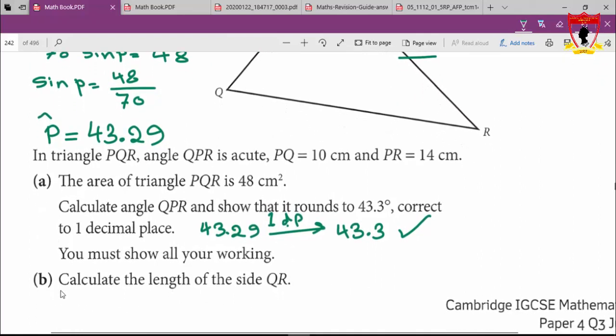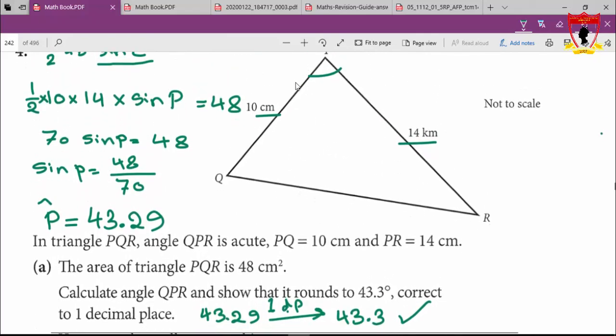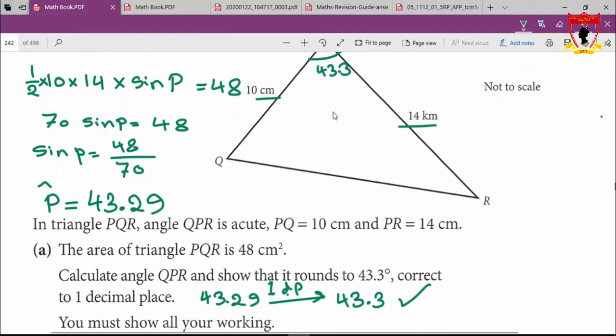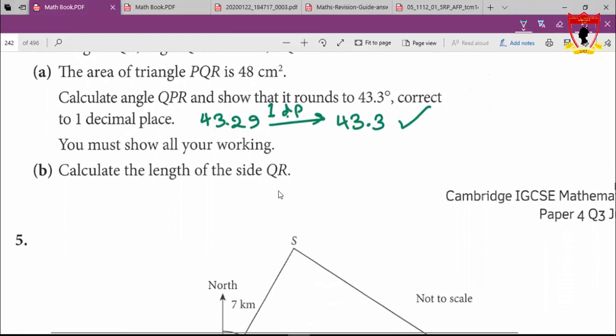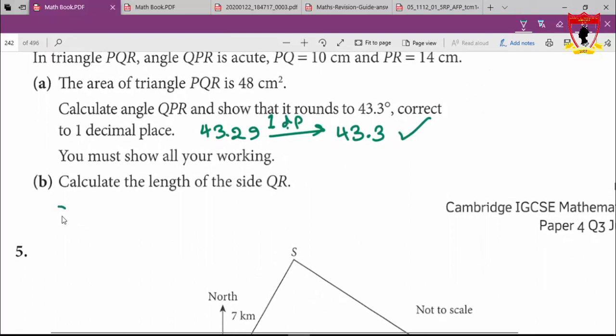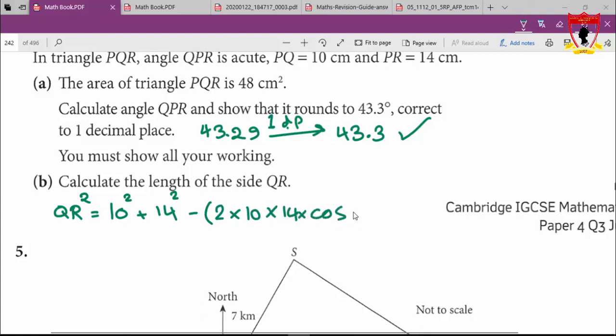This part is done. Part B, calculate the length of the side QR. Now we know two sides with the angle between them, so we can follow the cosine rule to find the third missing side. QR is the missing side, then QR squared is equal to the other two sides, 10 squared plus 14 squared, minus 2 times 10 times 14 times cosine of 43.3. This is the cosine rule.